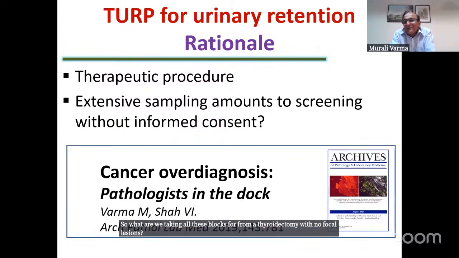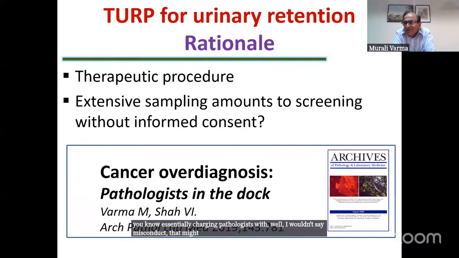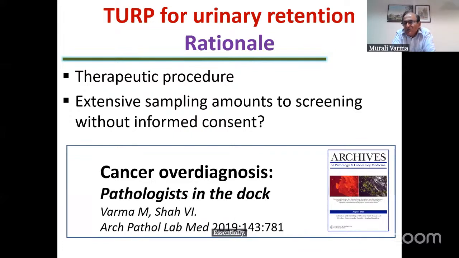And this is a paper that is, again, a bit tongue-in-cheek, that we had written in the Archives of Pathology and Laboratory Medicine, essentially charging pathologists with, well, I wouldn't say misconduct, that might be too strong, but saying that essentially we are causing cancer overdiagnosis. Because by taking a lot of sections from TURPs and thyroidectomies, we find incidental microcarcinomas. So either Gleason 3+3 carcinomas or papillary microcarcinomas. And then this patient is saddled with all the impact, the psychological, financial impacts of a cancer diagnosis.